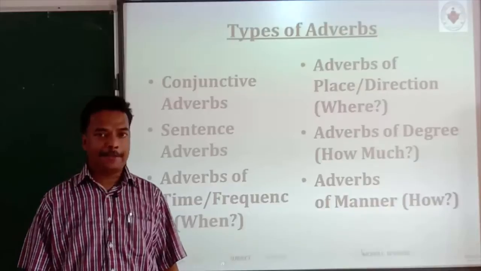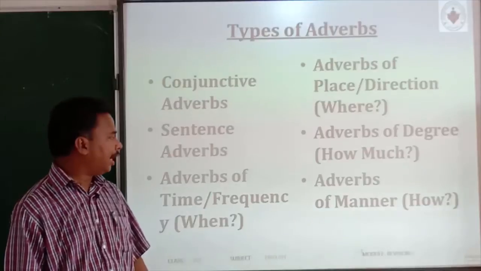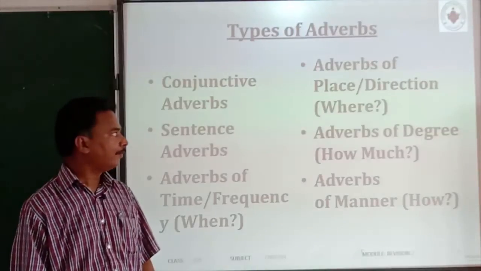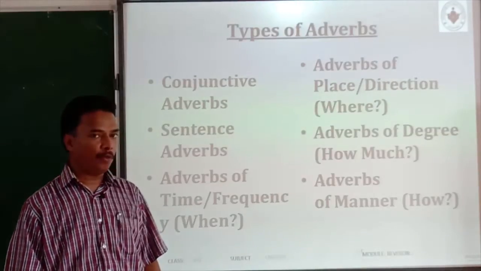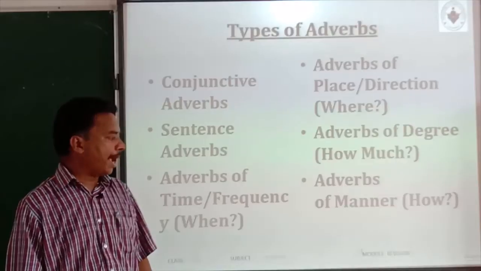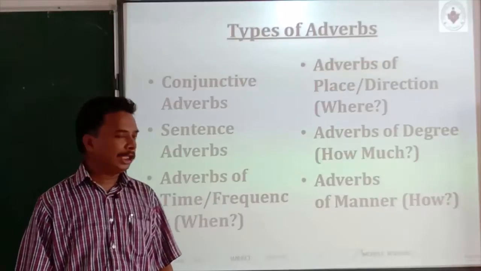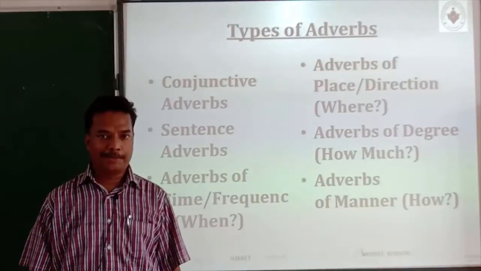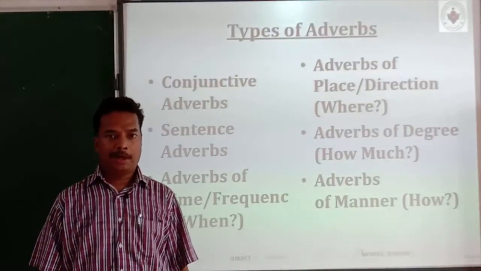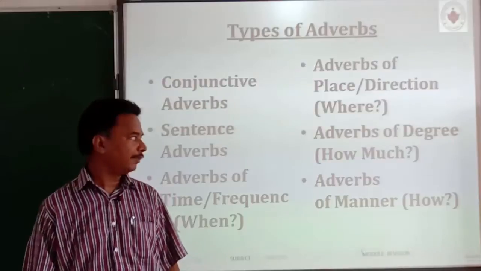Now let's see the types of adverbs. They are conjunctive adverbs, sentence adverbs, adverbs of time or frequency, that is when or how often, adverbs of place or direction, where, adverbs of degree, how much, or adverbs of manner, how. For example, when I say he speaks slowly, the adverb slowly tells us how or in what manner he speaks. He runs quickly. The adverb quickly tells us how he runs.